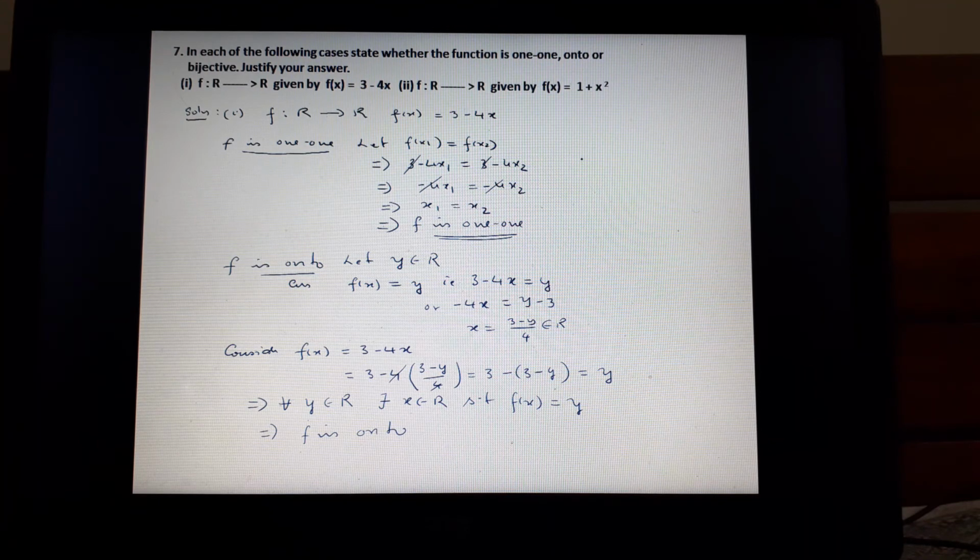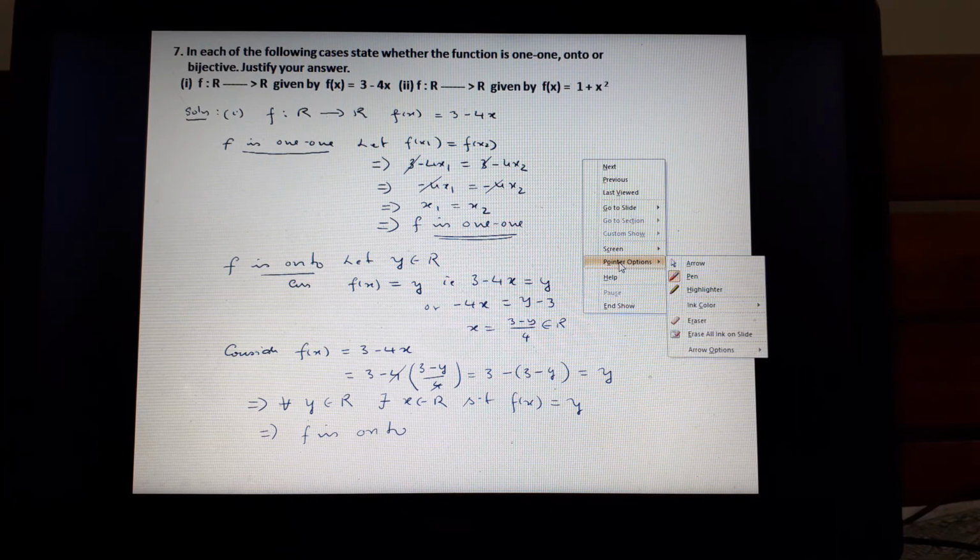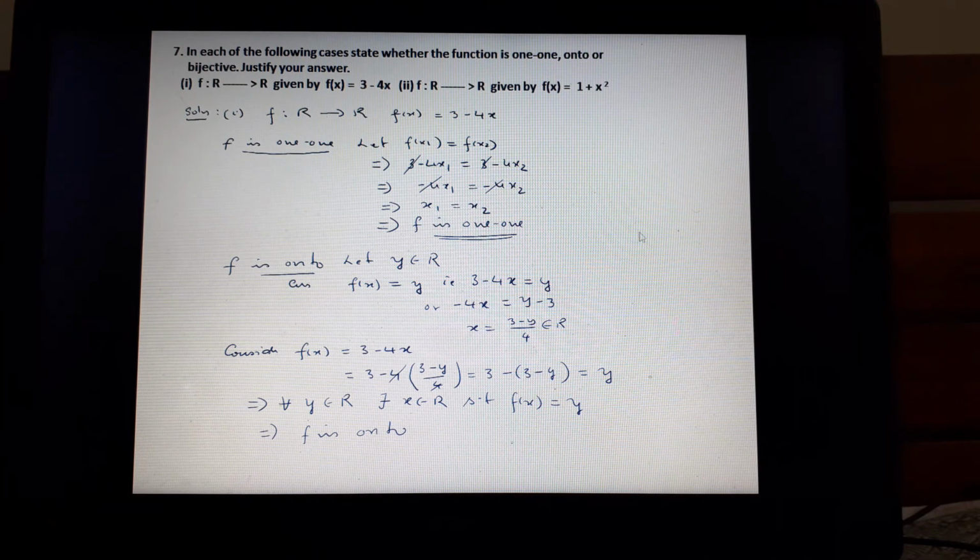Now the second one, I will not do this, but I will show you how to prove this one. This is not 1-1, very simple. Take for example, f of minus 1 is 1 plus minus 1 squared, which is 2. f of 1 is 1 plus 1 squared, which is 2. Therefore, minus 1 is also going to 2, and 1 also goes to 2. Therefore, it is not 1-1.